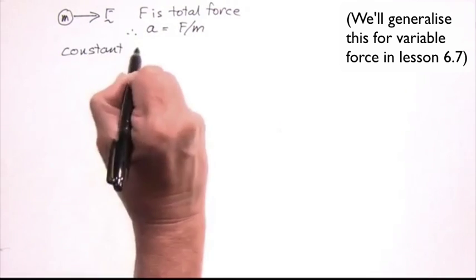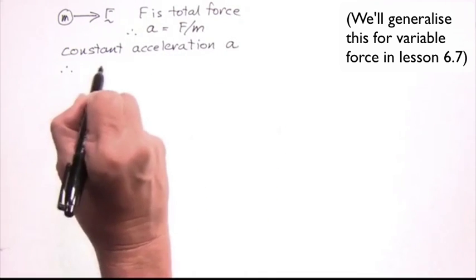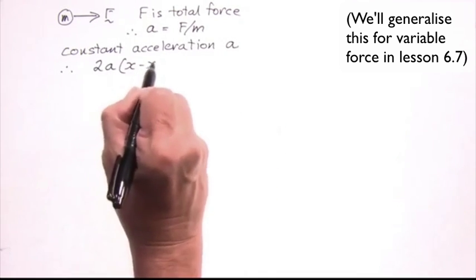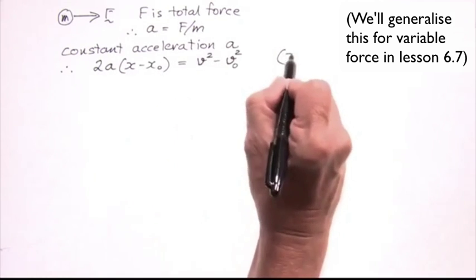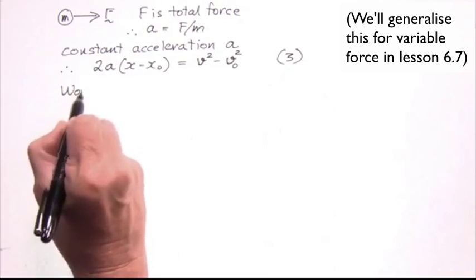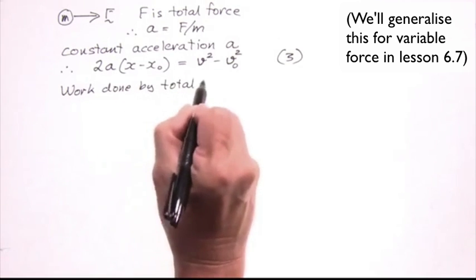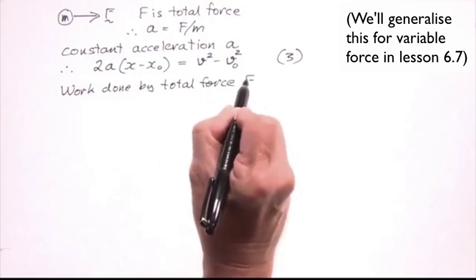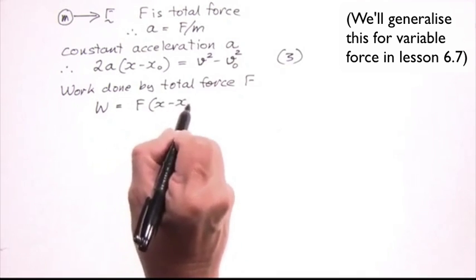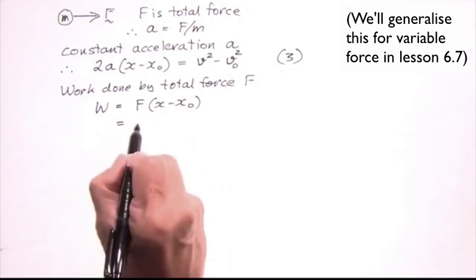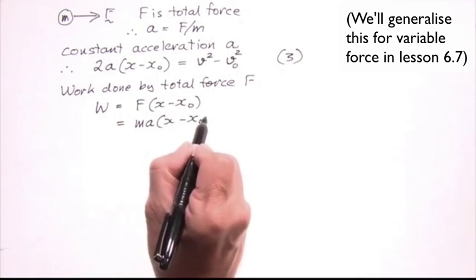Constant force gives constant acceleration, so we can use equation 3 from kinematics to relate the displacement x minus x0 to the initial and final velocities. The total force is constant and parallel to the displacement, so the work is F times (x minus x0). Substituting for Newton's second law, we have work equals m a times (x minus x0).